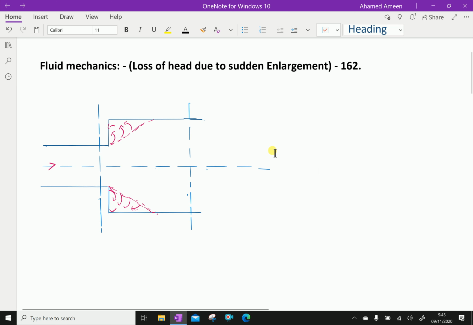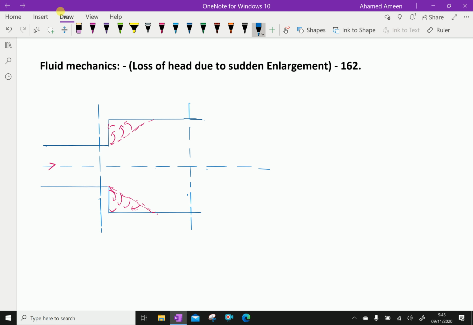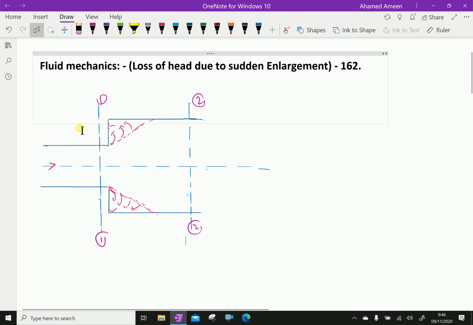Consider a liquid flowing through a pipe which has a sudden enlargement, as shown in the figure. Consider section 1 and section 2. Section 1 is before the enlargement, and section 2 is after the enlargement.